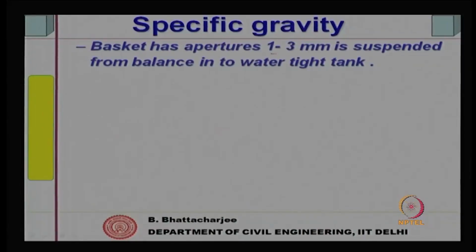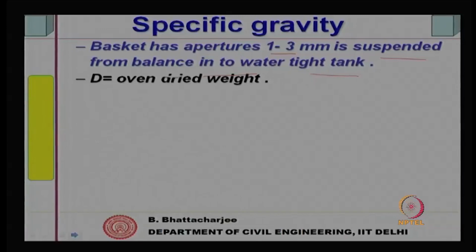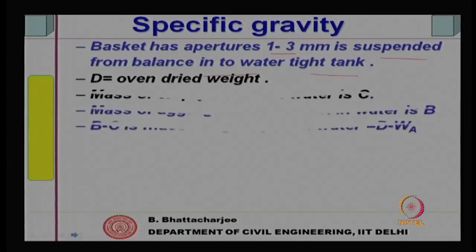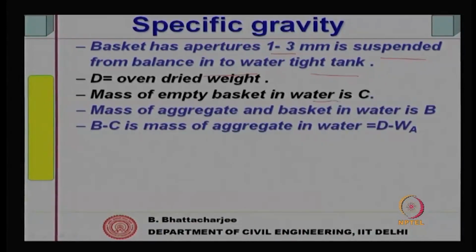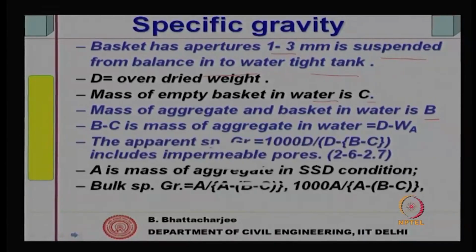The basket has apertures of 1 to 3 millimeter, is suspended from a balance in a watertight tank, and let us say D is the oven dried weight. Mass of empty basket in water is C, mass of aggregate and basket in water is B. So, B minus C is the mass of aggregate in water, and that is the loss in weight. So, apparent specific gravity will be 1000 D divided by (D minus (B minus C)), because if everything is in kg, then you have to multiply it by 1000 in order to get the specific gravity.